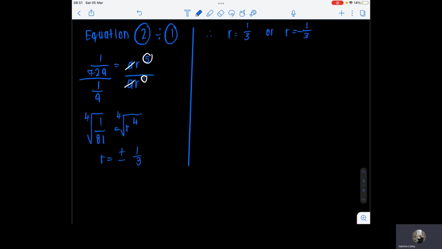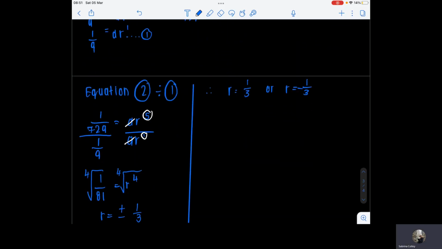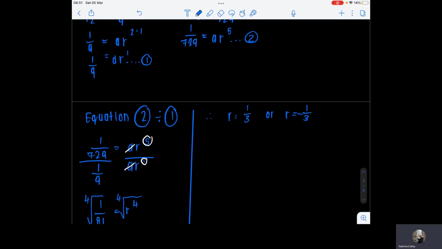So let's have a look with our A. If we put this into one of the equations to find A, I've got 1/729 is equal to A, R is 1/3, and we've got to the power of 5. So if we do that, let me quickly work this out. We're going to say 1 over 729 divided by a third to the power of 5.